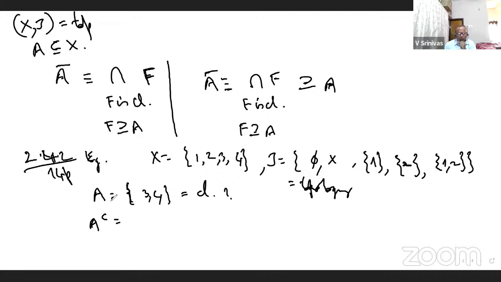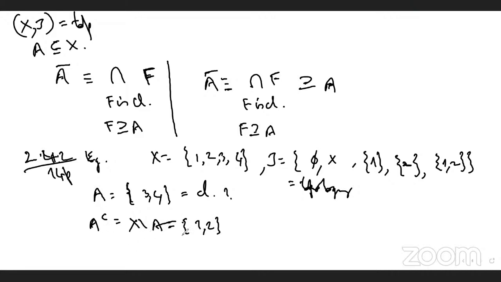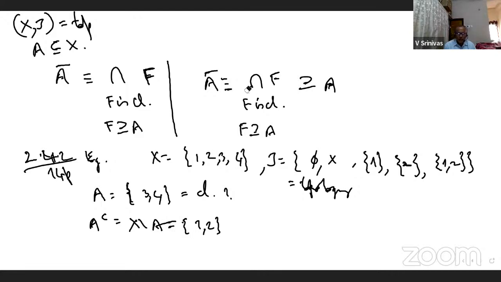Now, is this capital A closed? To check whether a set is closed or not, you have to look at its complement. What is the complement of capital A? It is X minus A. From X, you delete 3, 4, and you are left with {1, 2}. And this {1, 2} is present in the topology. Therefore, it is an open set. So the complement of A is open. Therefore, A is closed. So that's how this set capital A is closed.